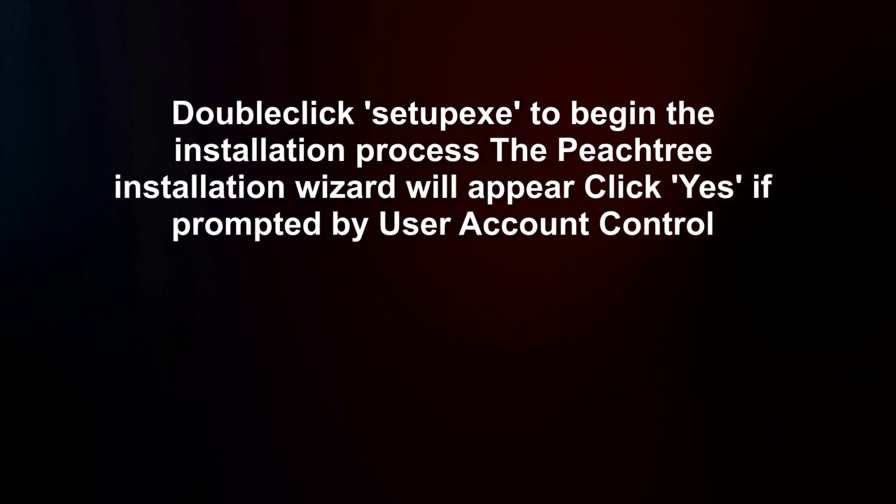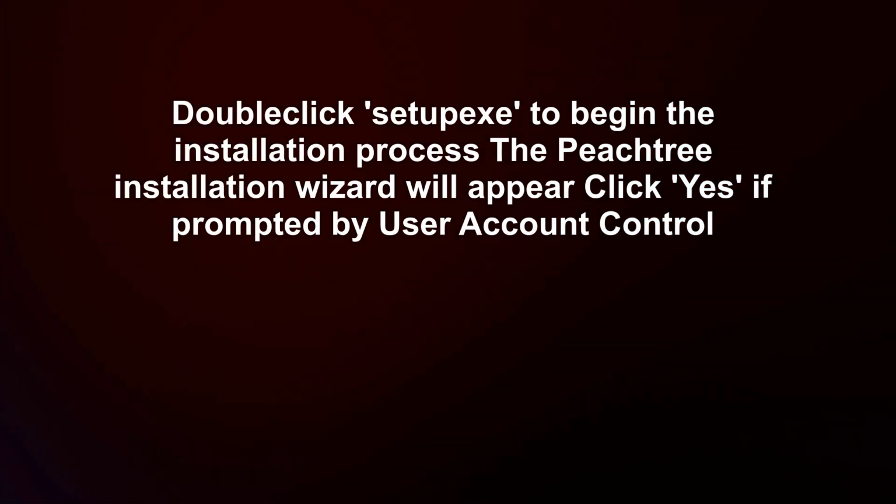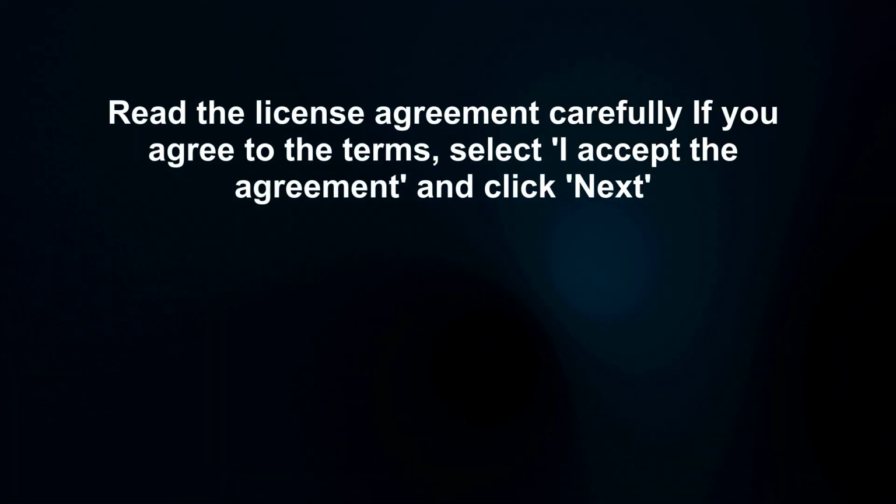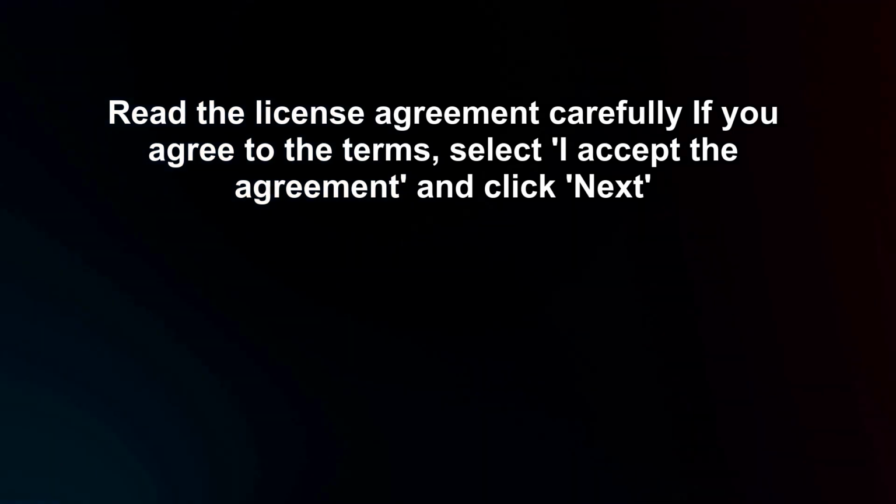The Peachtree installation wizard will appear. Click Yes if prompted by user account control. Read the license agreement carefully. If you agree to the terms, select I accept the agreement and click Next.